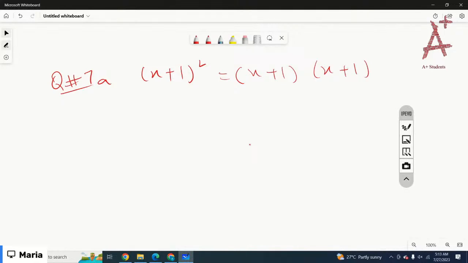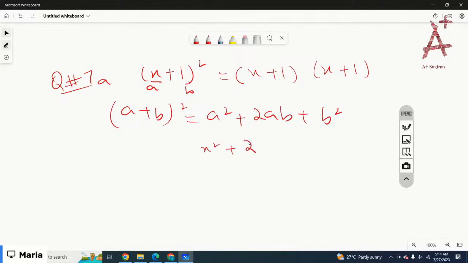Got it? So whenever you have something like this, (a + b) squared, you can write it as a squared plus 2ab plus b squared. So let's suppose this is a and this is b. So you can write it as x squared plus 2, a is x and b is 1, and plus b squared, b is 1. So you can write it as x squared plus 2x plus 1.